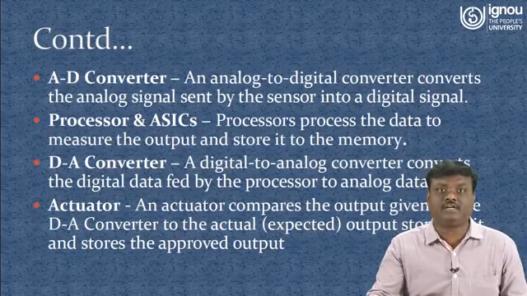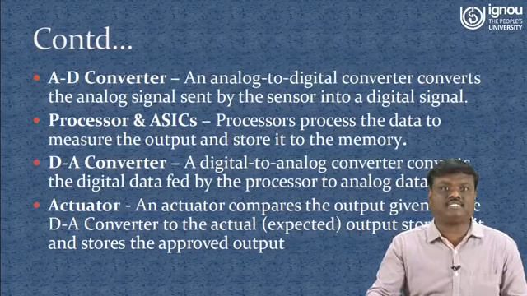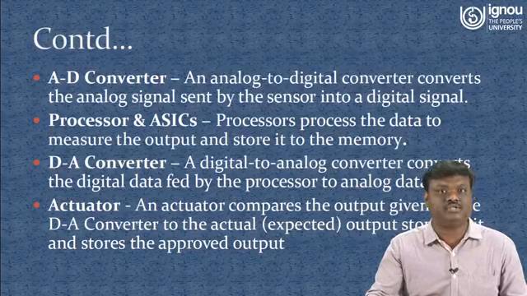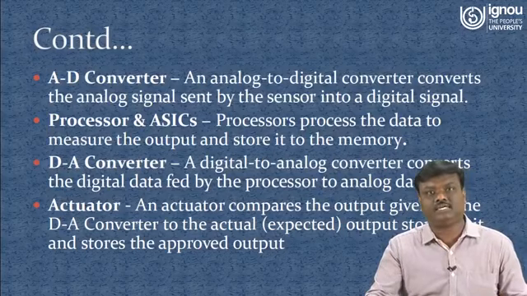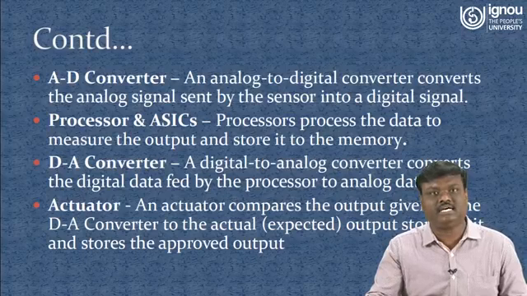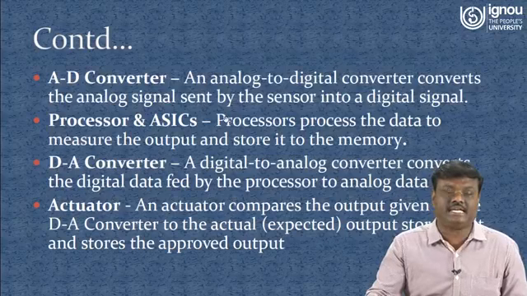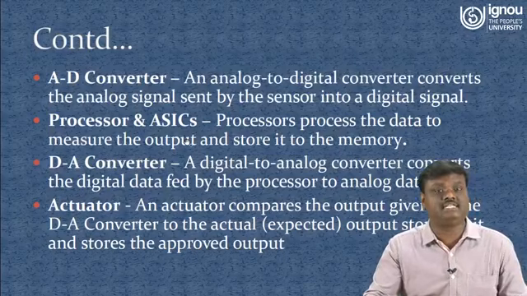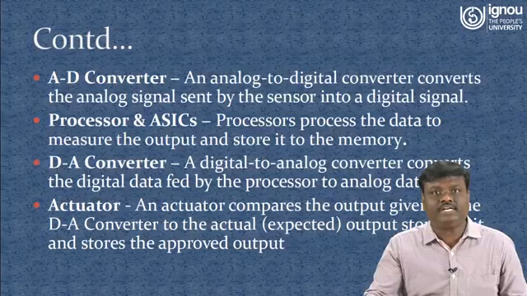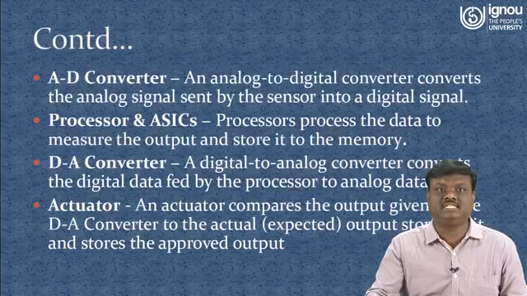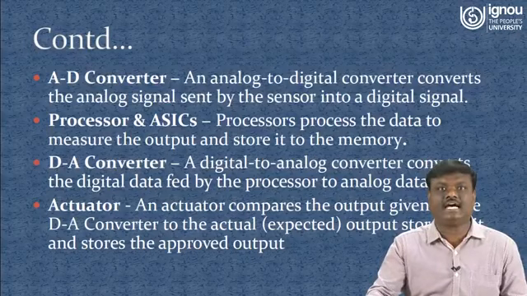Then comes the part of the processor and ASIC. Processors process the data to produce the output and store it into the memory. So whenever the storage part is coming into the picture, the memory plays the major role. Then there is another converter that is called the digital to analog converter, or the D to A converter, which converts the digital data fed by the processor to its equivalent analog data.